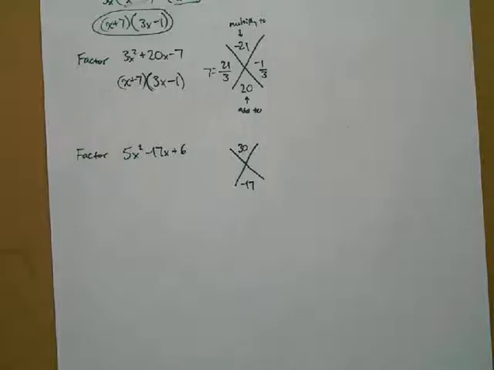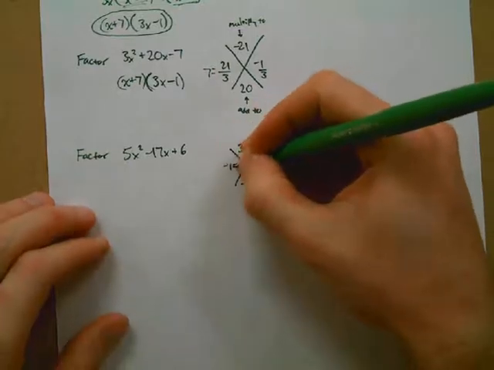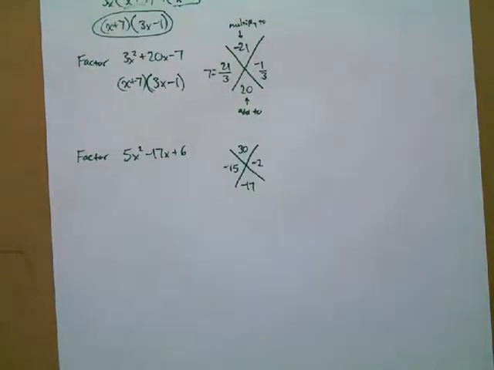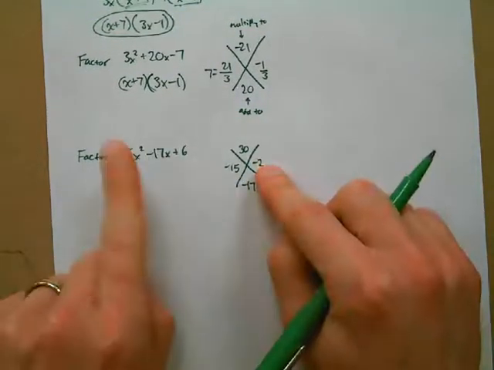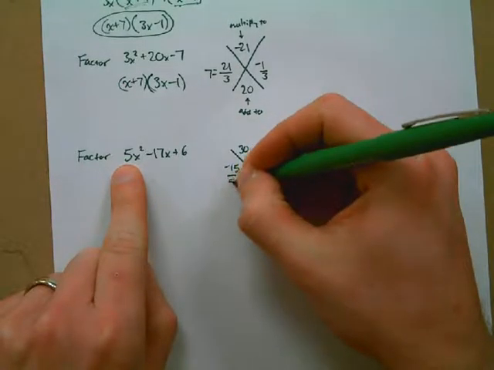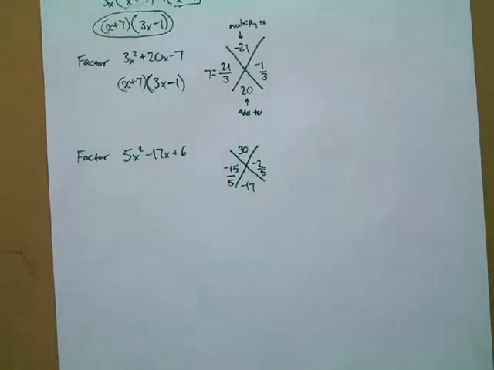Anyway, so yeah, we need two numbers that multiply to make 30, but add to make negative 17. So what do we got? Oh, you guys are good. Very good. Okay, but again, we're not done. That's not our answers. We've got to take those and divide them by 5. And then we can simplify that. Negative 15 divided by 5 is negative 3.